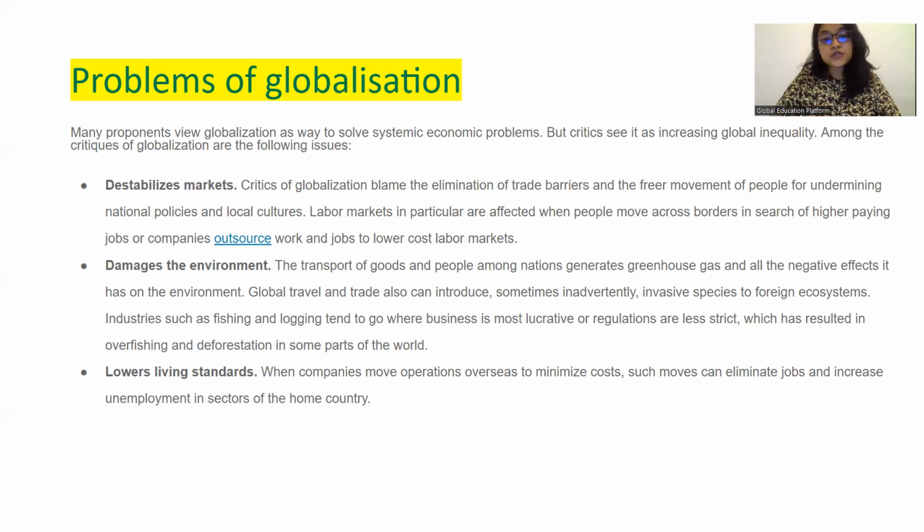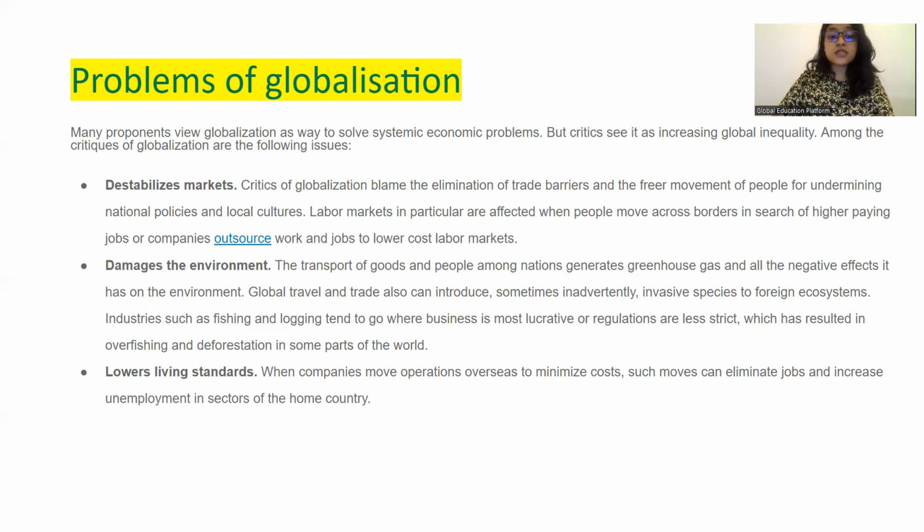The transport of goods and people among nations generates greenhouse gas and all the negative effects it has on the environment. Movement. So there is more movement, there is more effect to the greenhouse. Global travel, airplane, global travel and trade also can sometimes inadvertently introduce invasive species to foreign ecosystems.